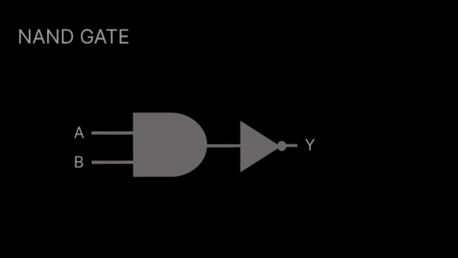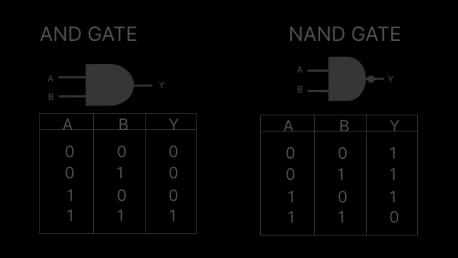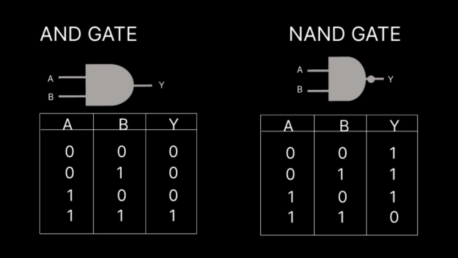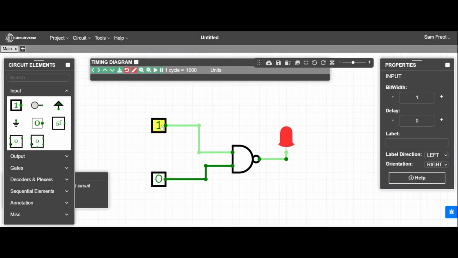For example, if A was 0 and B was 1, the output of the AND gate will be 0. This 0 is fed into the input of the inverter, and the final output becomes 1. So essentially, the output of the NAND gate is the inverse of the AND gate. And the same is true for the truth tables. Where the output was 0 in one, the output is 1 in the other. And where the output is 1 in the AND gate, the output is 0 in the NAND gate. There are some useful properties of such gates we'll get to look at later. We can also check out the simulation. Notice the LED only goes off when both inputs are 1.